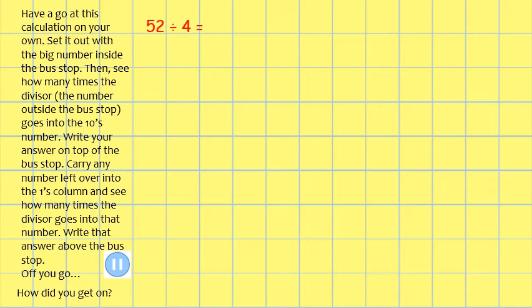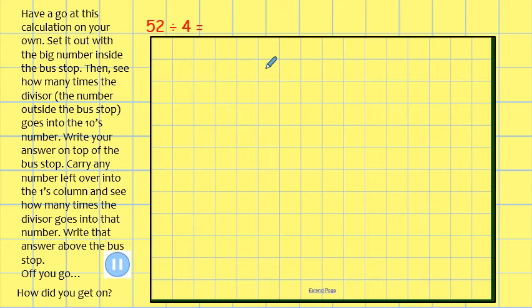How did you get on? Let's see how you did. So the calculation was 52, and we're dividing that by 4.